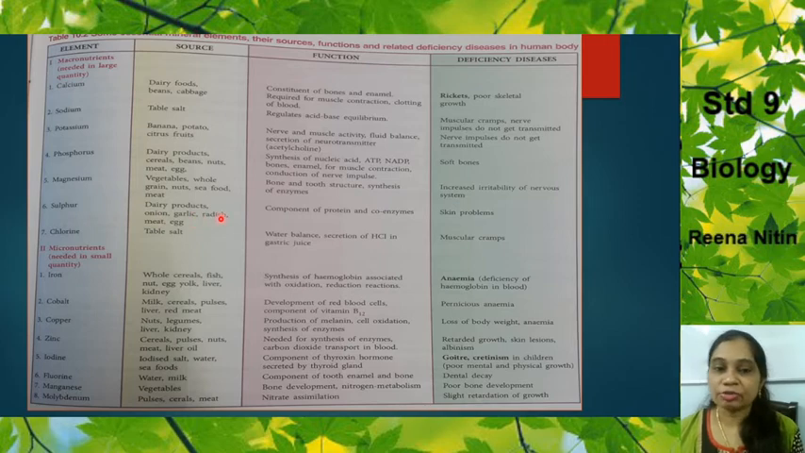Sulfur, again, is found in dairy products, onion, garlic, radish, meat and egg. It is a component of protein and coenzymes. Its deficiency causes skin diseases or skin problems.